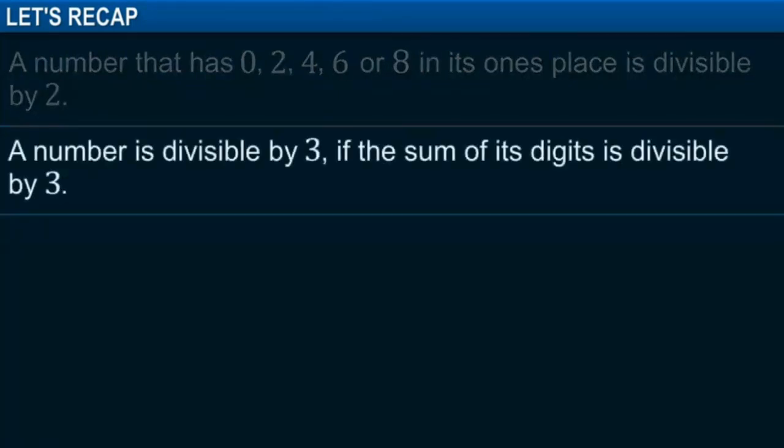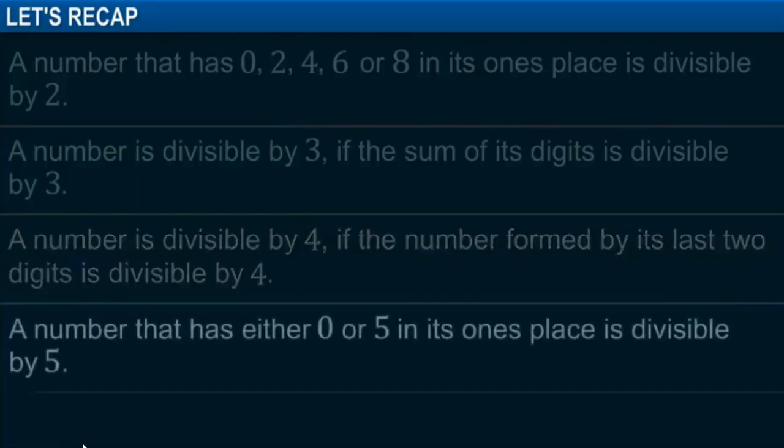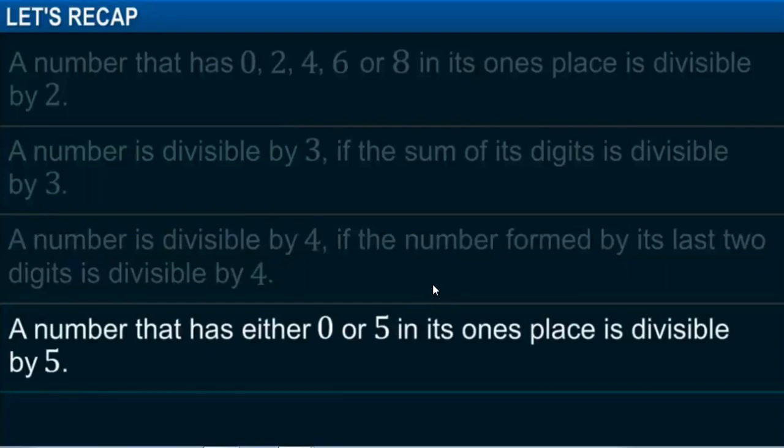A number is divisible by 3 if the sum of its digits is divisible by 3. A number is divisible by 4 if the number formed by its last two digits is divisible by 4. A number that has either 0 or 5 in its ones place is divisible by 5.